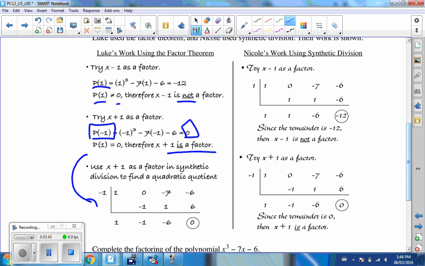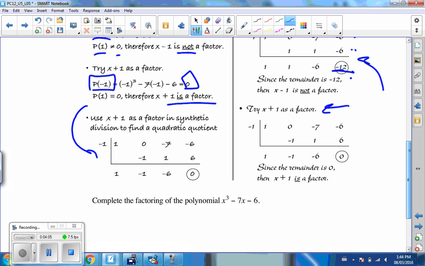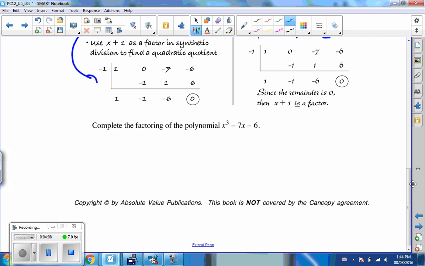Nicole did basically the same thing, but just did synthetic division for each step. So if your remainder is not 0, well, then it just didn't count. It's not a factor. As soon as your remainder is 0, it is a factor. So you're good to go with this. But you end up doing sort of more work here, I think, than this. I would prefer to do that rather than the synthetic division. Going back and forth, that's what it looks like.